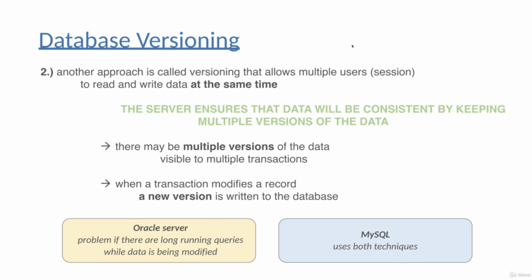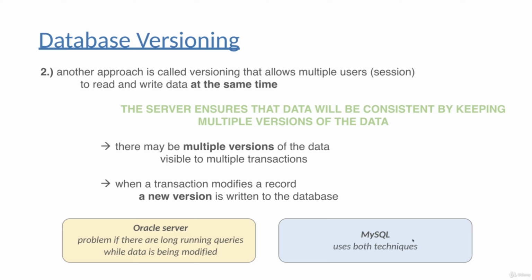Okay, so that's all about the locking technique. The second approach is the so-called database versioning that allows multiple users or sessions to read and write data at the same time. And the server ensures that data will be consistent by keeping multiple versions of the data itself. So there may be multiple versions of the data visible to multiple transactions, so multiple sessions. And when a given session or a given transaction modifies a record, a new version is written to the database. So there's going to be multiple versions of the database itself.